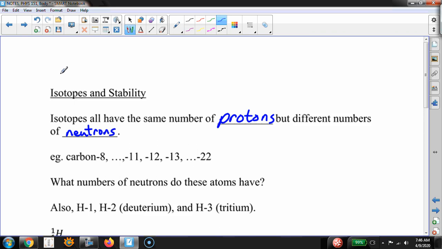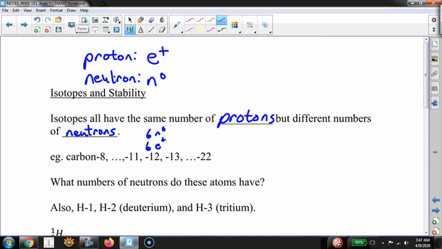Now, carbon-12, which we've already seen, has 6 neutrons and 6 protons. I'm going to call a proton an E+. So let's get used to this. Proton is E+, and then neutron is N0. That'll be the notation that I use.